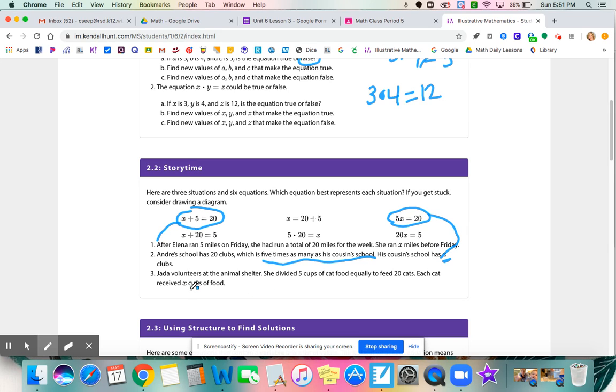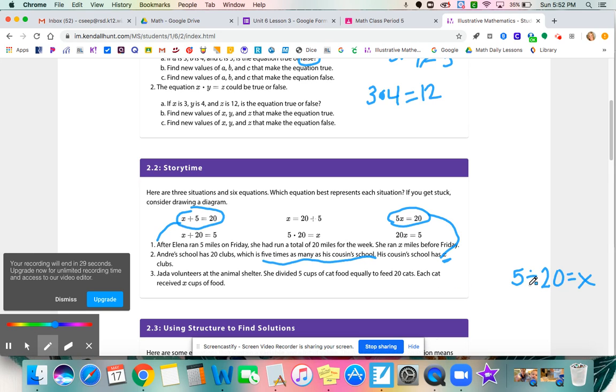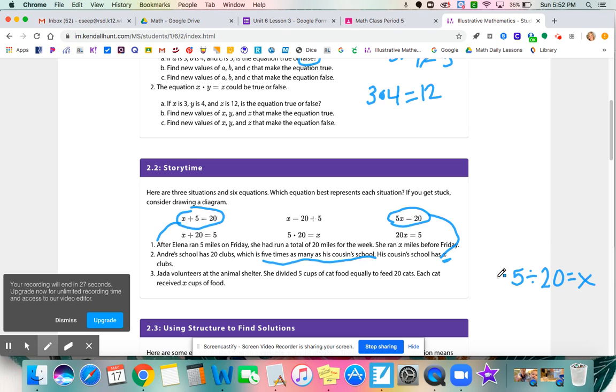Last one, Jada volunteers at the animal shelter. She divided 5 cups of cat food equally to feed 20 cats. Now I'm going to put a little bit of work up here to help explain this one. All right, I put an equation up over here. Just a heads up, I have 30 seconds, so that's why I'm going to talk fast here. I thought about taking 5 divided by 20. I have 5 cups, divided by 20, and that tells me what each cat received.